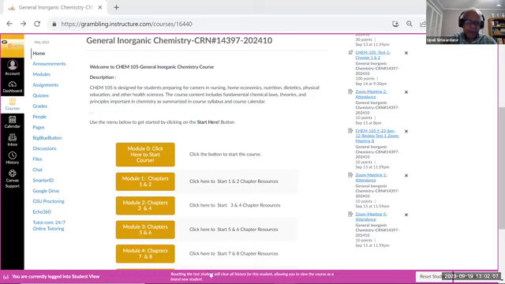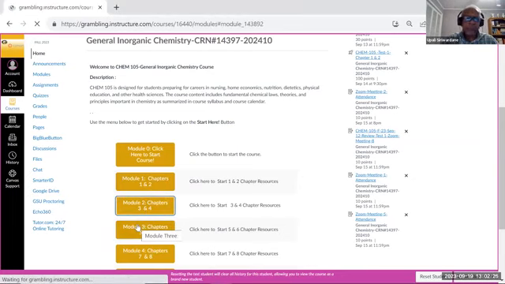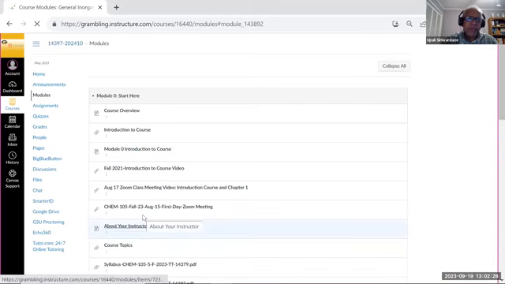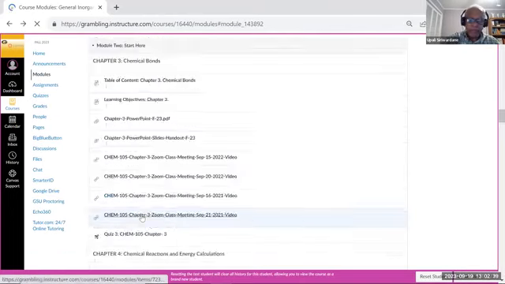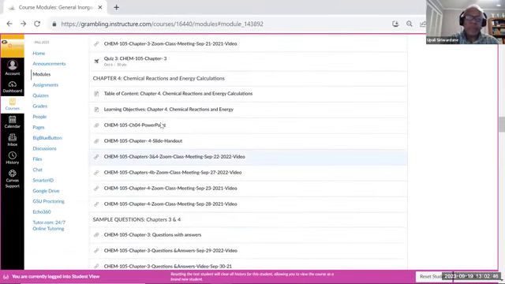We finished chapter 1 and 2. Now we're going into chapter 3 and 4. We build our chemistry knowledge based on what we learned in chapter 1 and 2 and move on to chapter 3 and 4. When you click on chapter 3 and 4, you can see it here. Chapter 3 is on chemical bonds. Chapter 4 is on chemical reactions and energy.